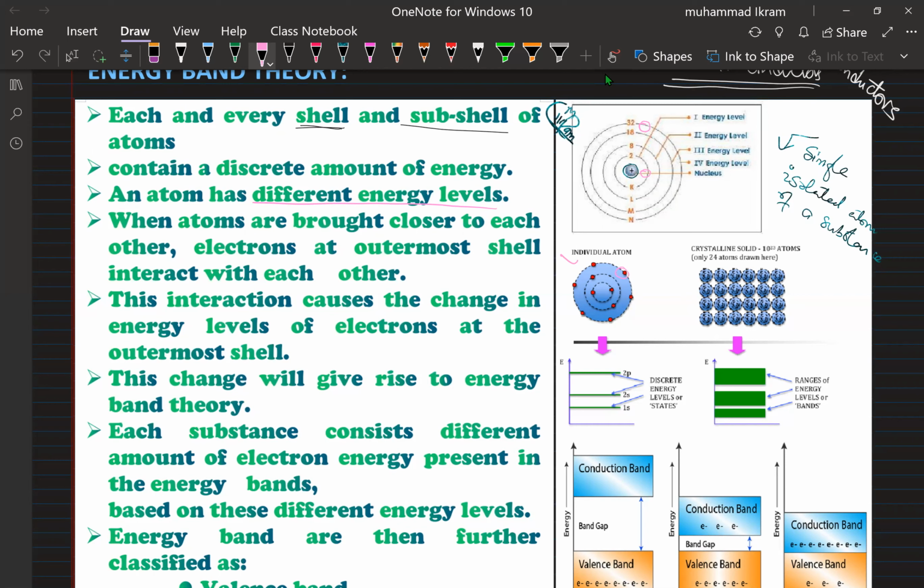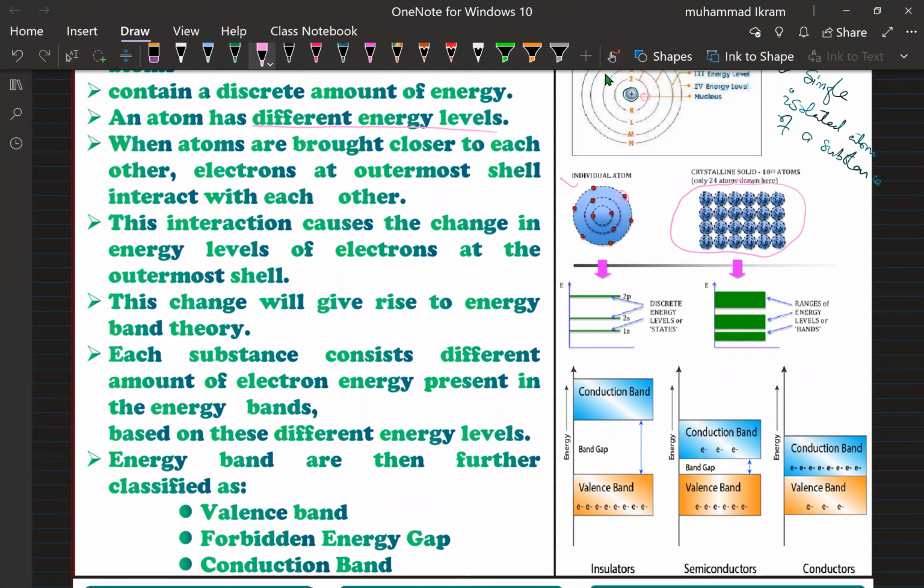Now when atoms are brought closer to each other, electrons at the outermost shell interact with each other. Look, isolated atoms are brought close together to form a solid, right? And so when the atoms are brought close to each other, electrons at the outermost shell interact with each other. This interaction causes a change in the energy level of the electrons at the outermost shell. So this changes the energy level of the electron, as you see here, and we get these discrete energy levels.